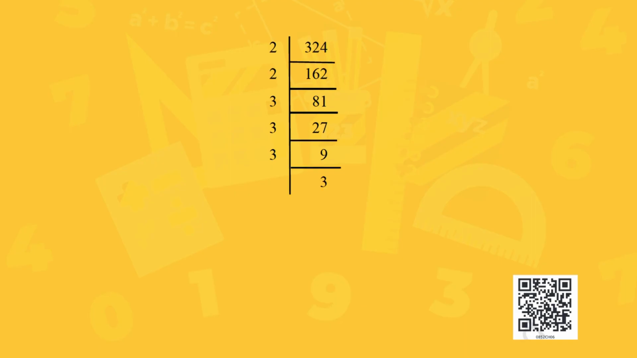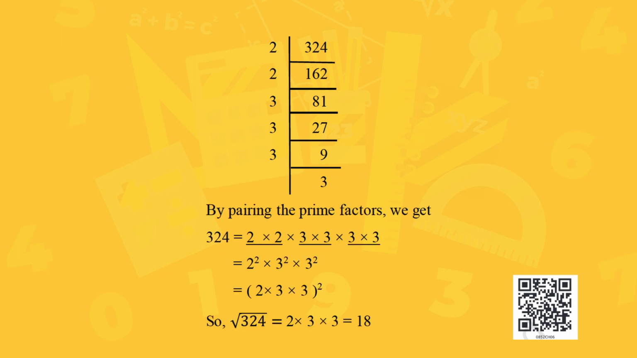So, we know that 324 is divisible by 2, 162 times, and now 2 divides 162, 81 times. Now, 81 is divisible by 3, 27 times, 27 is divisible by 3, 9 times, and finally 3 divides 9, 3 times. If you try to observe all the prime factors, we have obtained 324 is equal to 2 times 2 times 3 times 3 times 3 times 3.